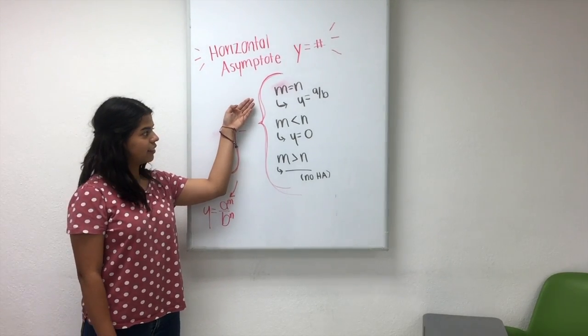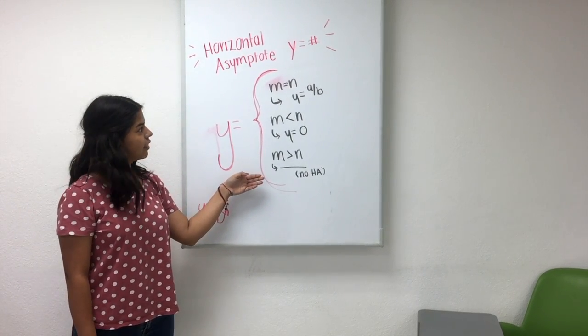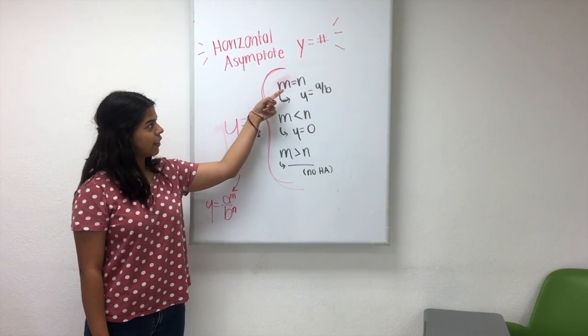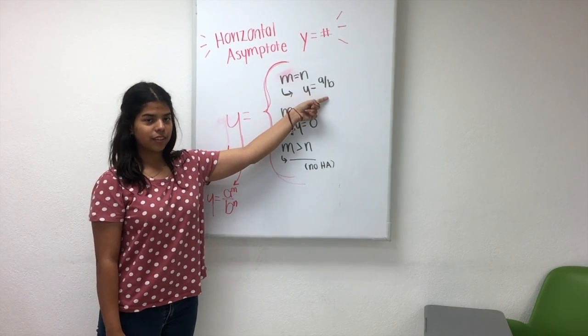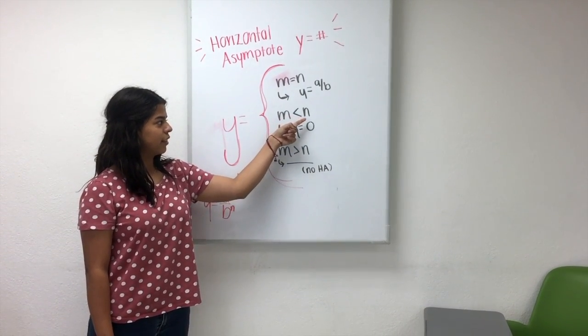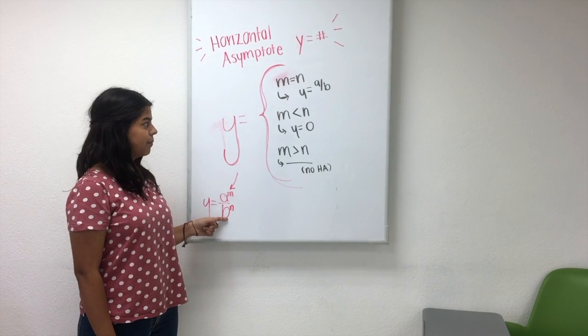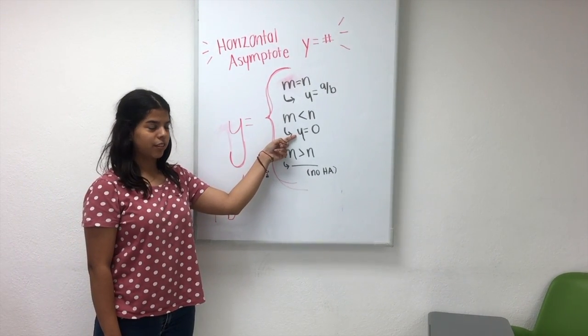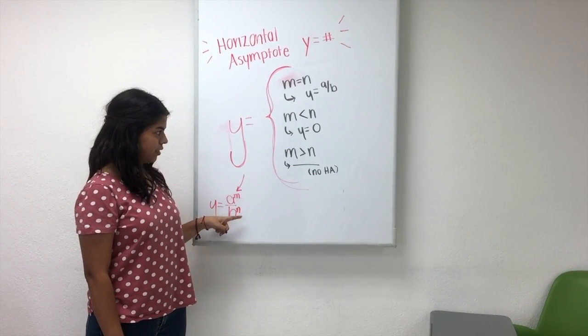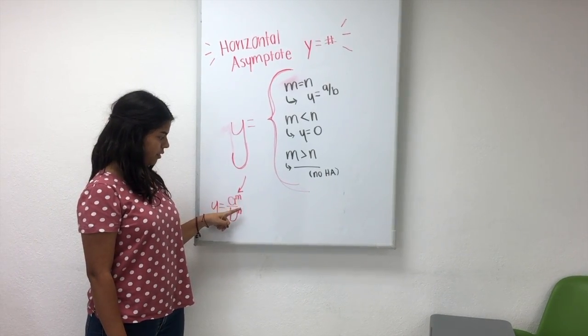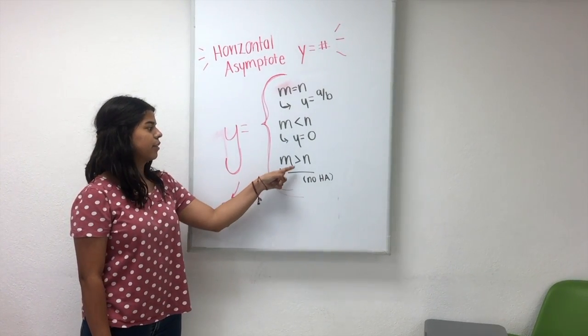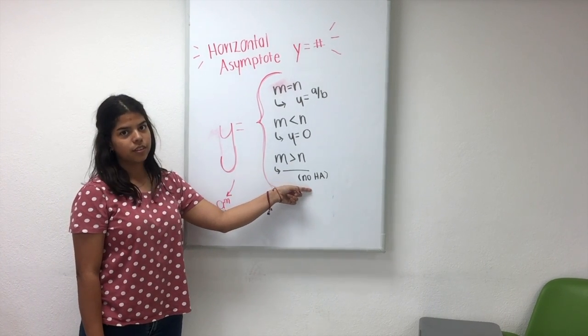When the degree of the numerator is equal to the degree of the denominator, y equals a divided by b. When the numerator degree is smaller than the one in the denominator, y equals 0. And when the degree of the numerator is greater than the one in the denominator, the horizontal asymptote does not exist.